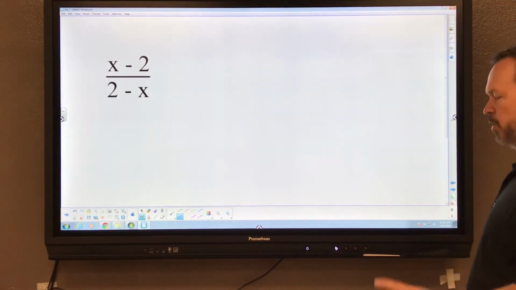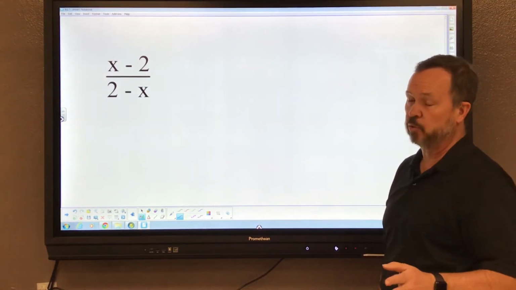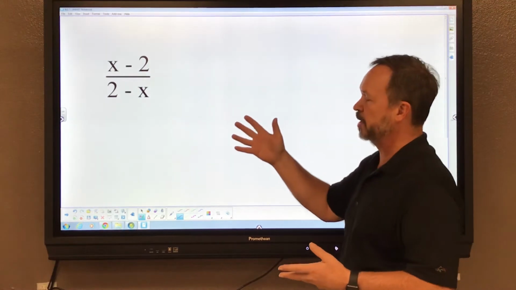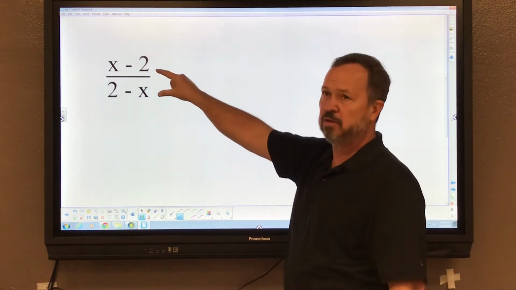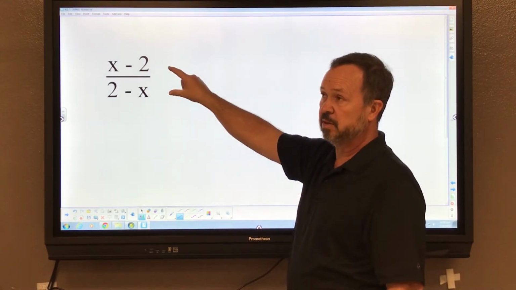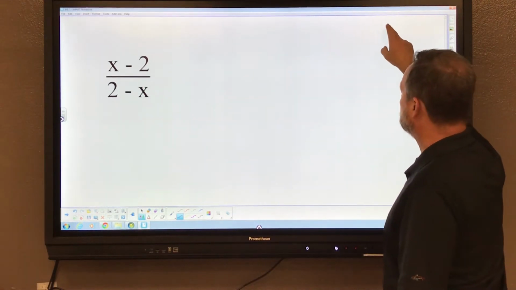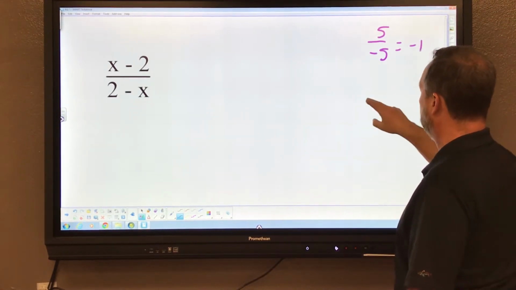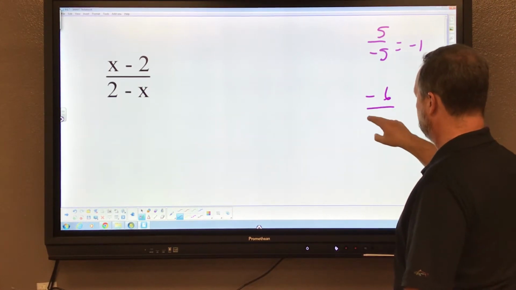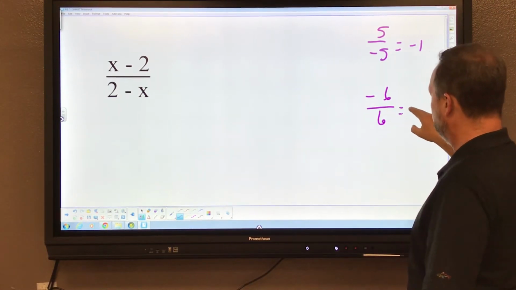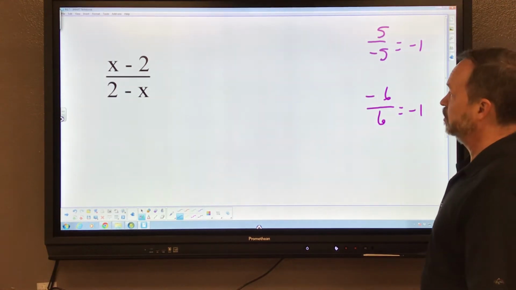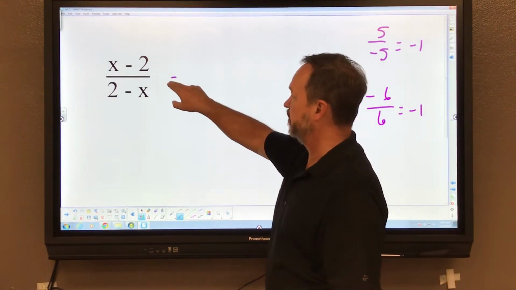I want to remind you of something that we talked about in Algebra 1. And that's this particular algebraic fraction. These two things here are inverses. You know, like when you were in elementary school, you found out that these two are inverses. And when you divide, you get negative 1. These two are inverses. When you divide, you get negative 1. So that's what you get here, because these are inverses.